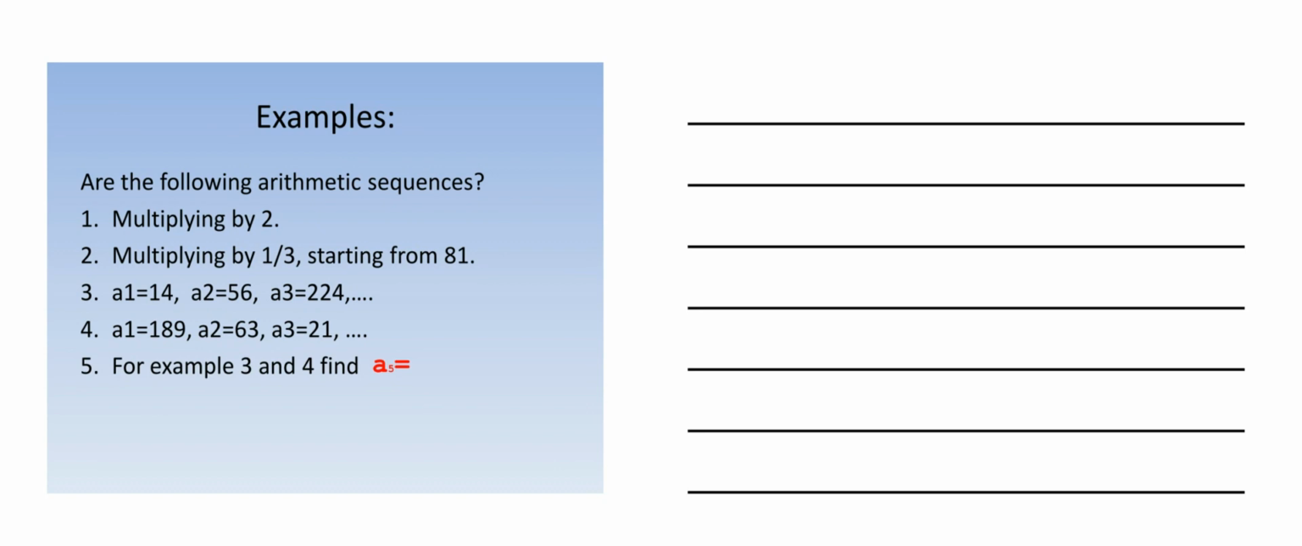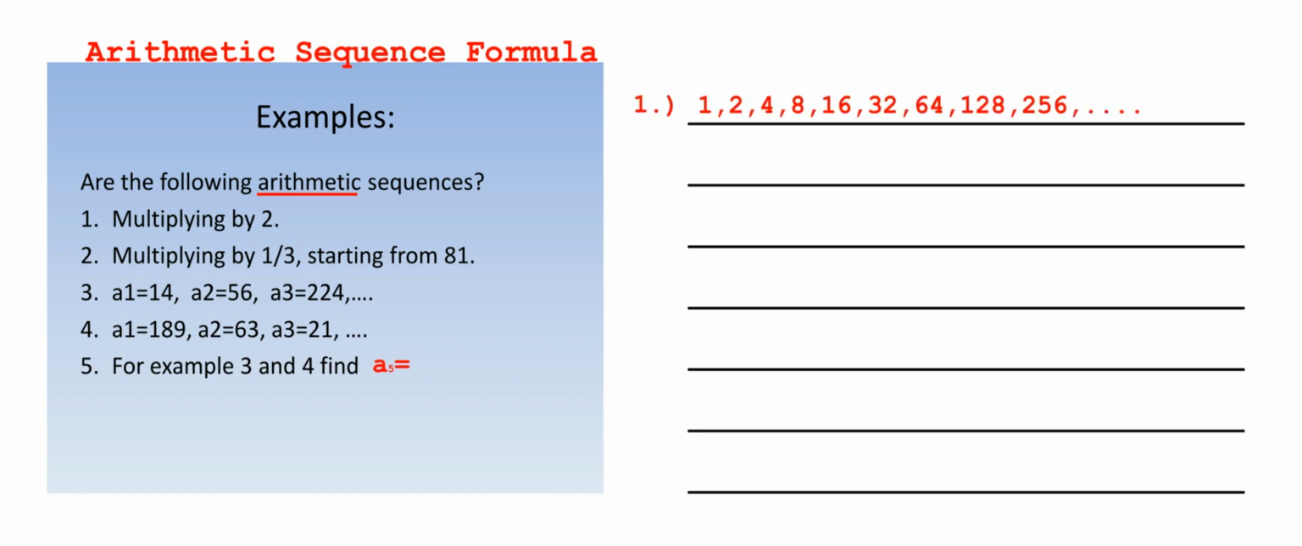So in this case, we have some examples. Are the following geometric sequences? Notice it's usually easier to check for an arithmetic sequence than a geometric sequence. So let's see if these are arithmetic sequences or not. And are we going to need an arithmetic sequence formula, maybe?